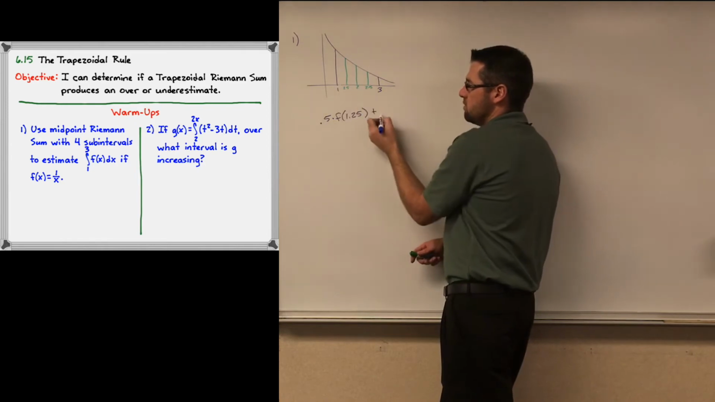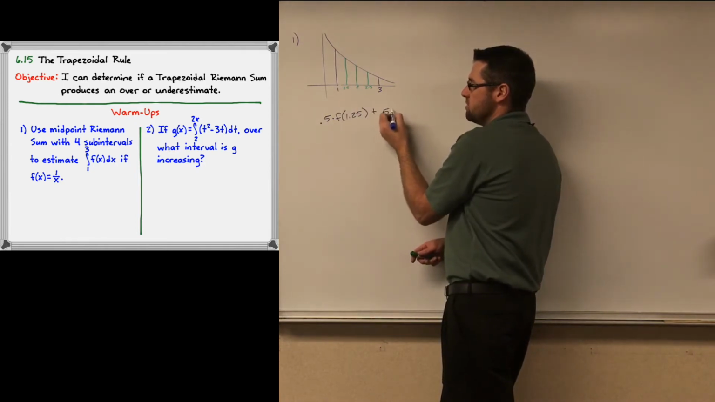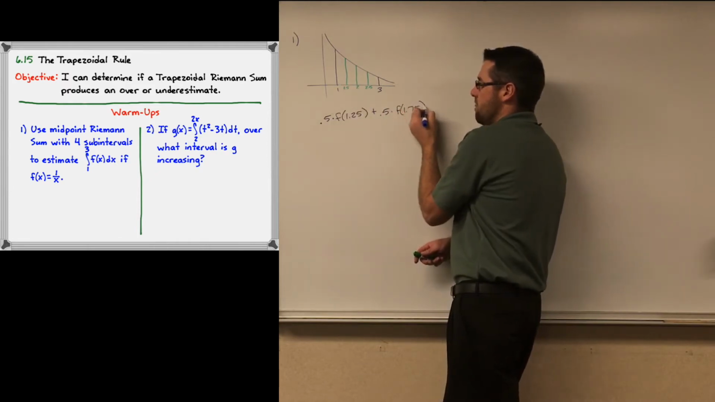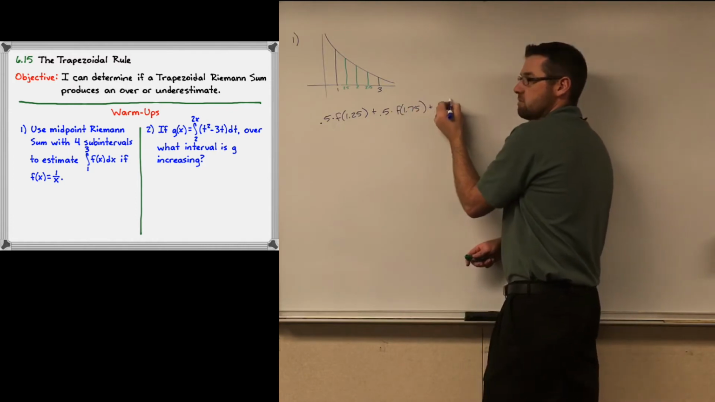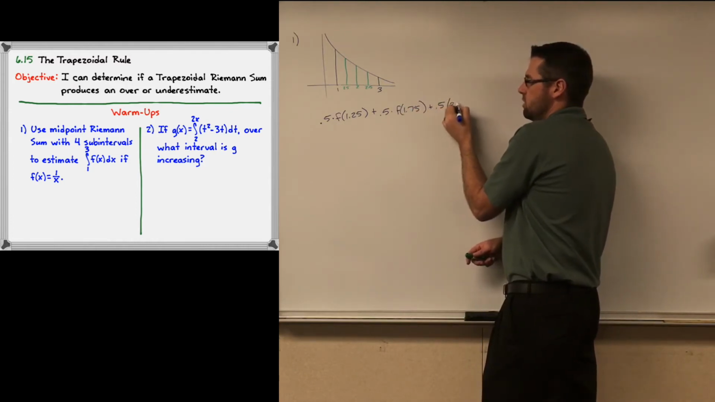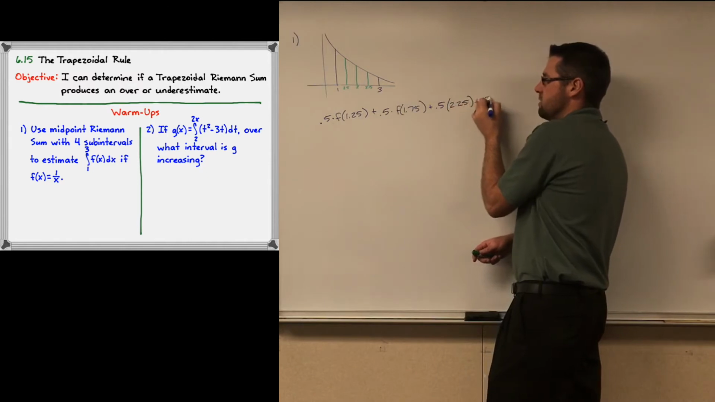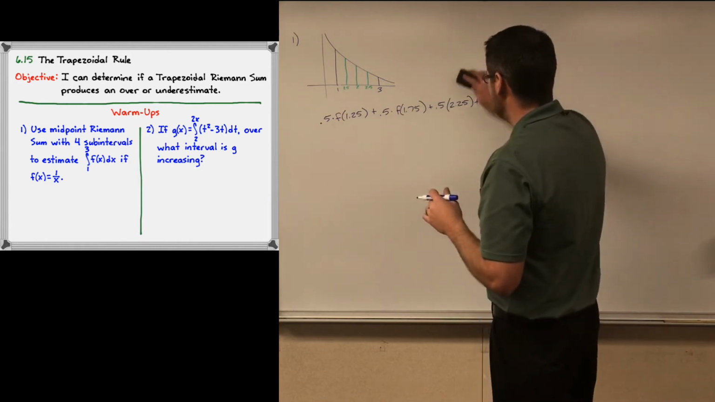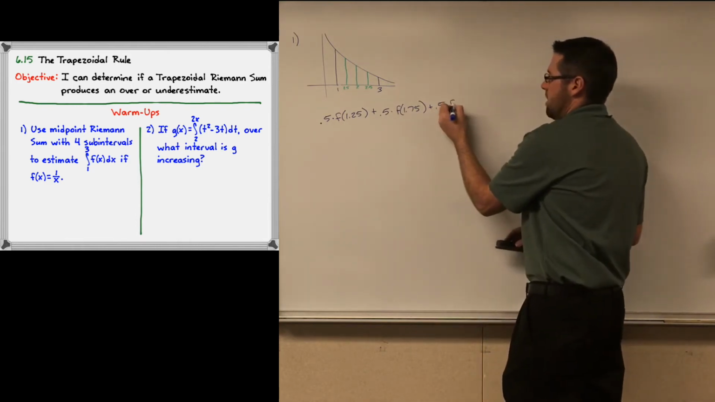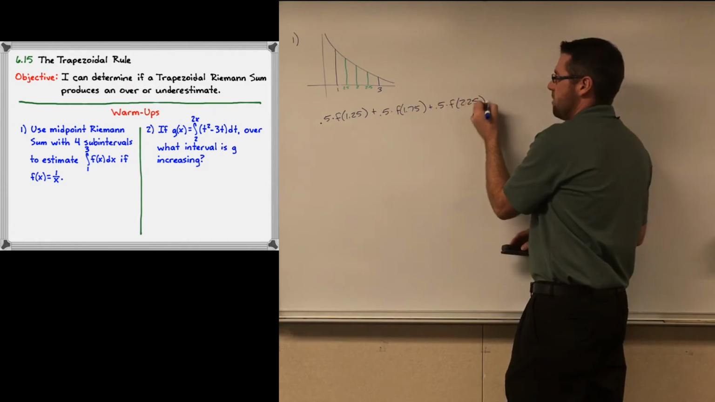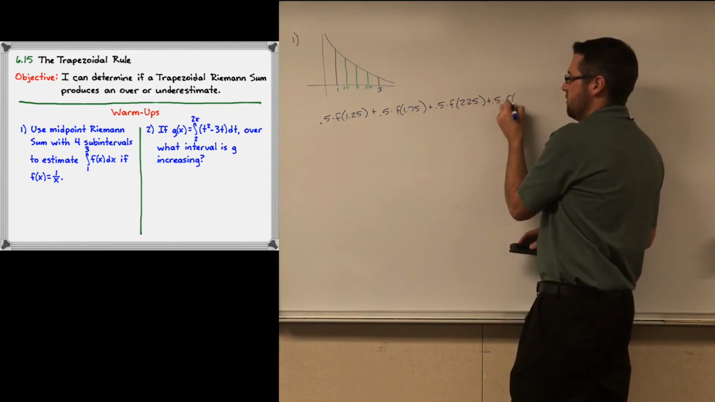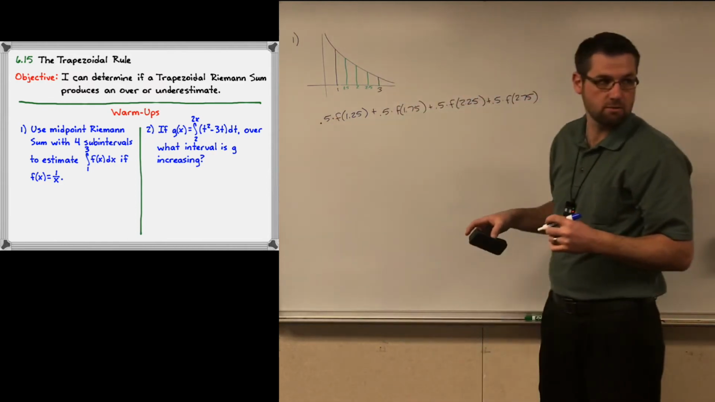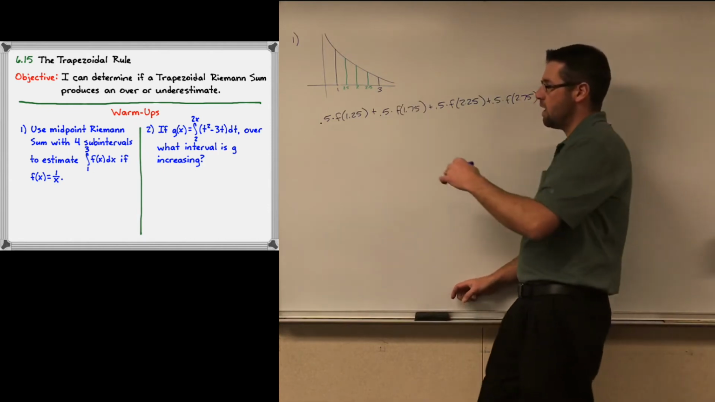Plus, how wide is the second one? 0.5 times f of, what's the point in the middle there? 1.75. Plus, the width of the next one is 0.5 times f of 2.25, plus 0.5 times f of 2.75. So we plug those values into our 1 over x and find whatever those values are. And it gets kind of gross, I admit.